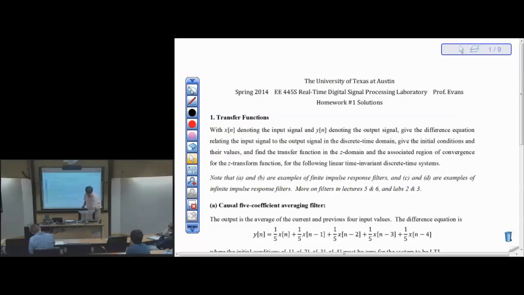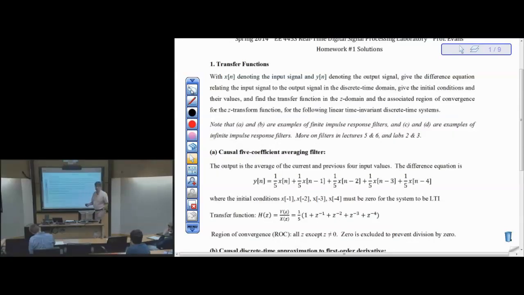All right, so let's start with the first one. Just for notation, x of n is our input, y of n is the output, and little n is the discrete time index, unit less. I've asked you for example filters to give me the difference equation and the transfer function, and with the transfer function, the region of convergence.